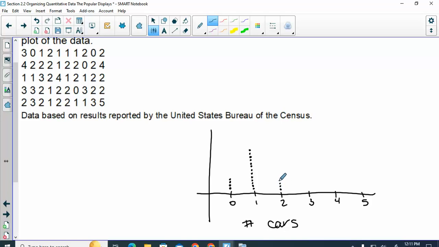How are you feeling about dot plots right now? Anyone else think they're kind of annoying?